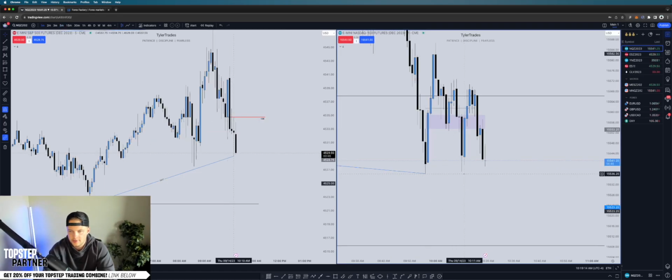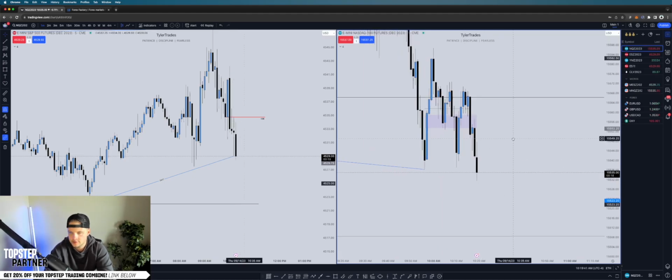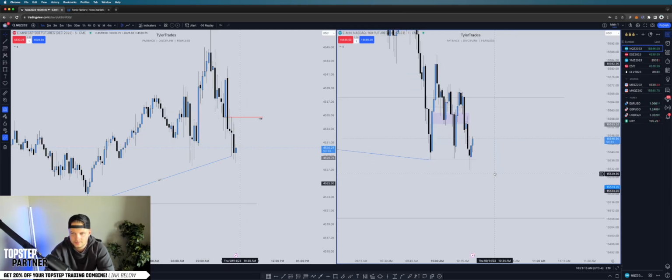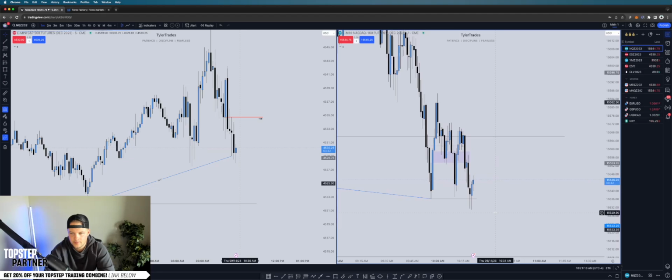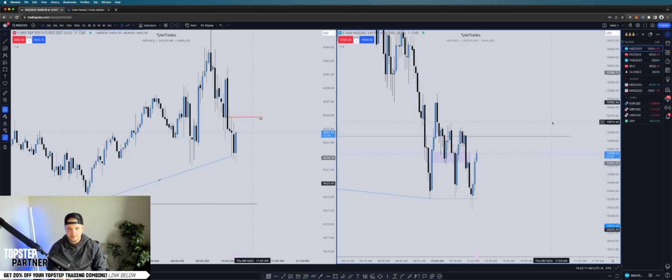Relative equal lows here. Well, first let's wait for the actual break first. This could just end up looking like a sweep. I don't know. It's acting like it doesn't really want to run for that level yet. What I'm seeing though, this is pretty energetic back to the upside after taking those equal lows.